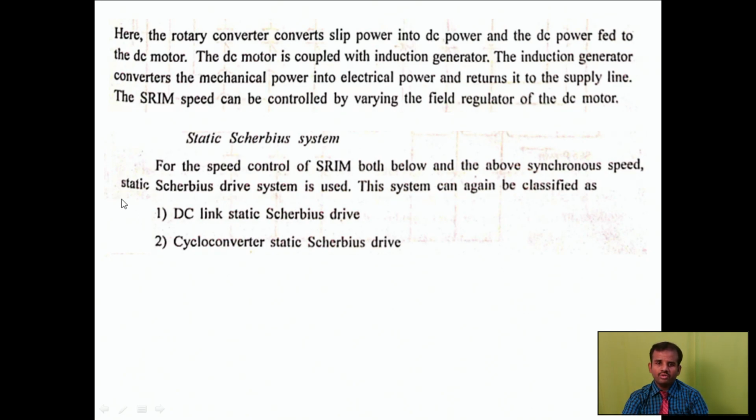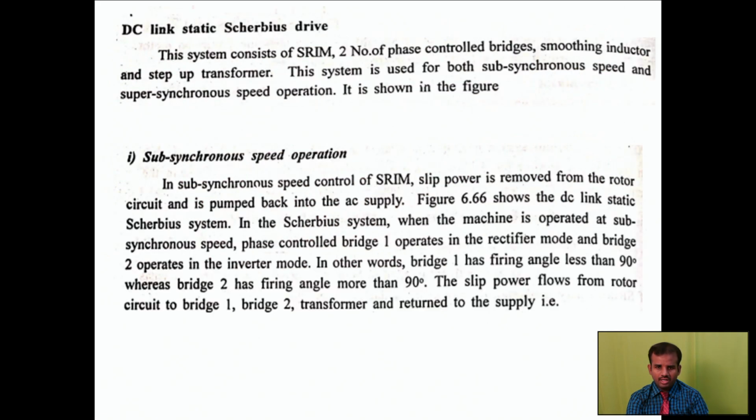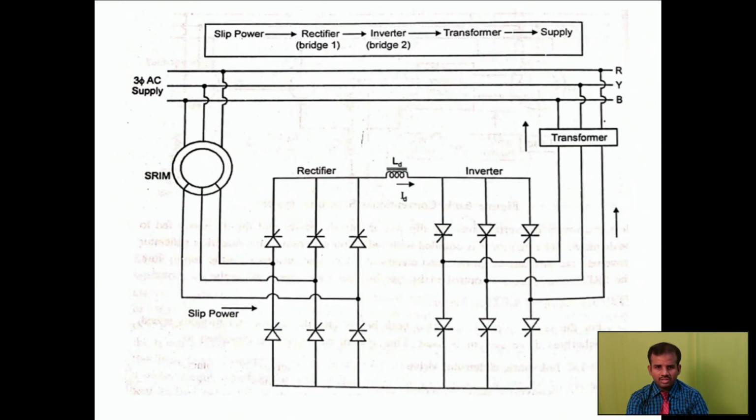So only we have to use this static Scherbius drive system. First we have to discuss the DC link static Scherbius drive. This system consists of a slip ring induction motor. On one side you have to connect a rectifier, on the other side an inverter circuit, in between a smoothing inductor Ld, and then one transformer.